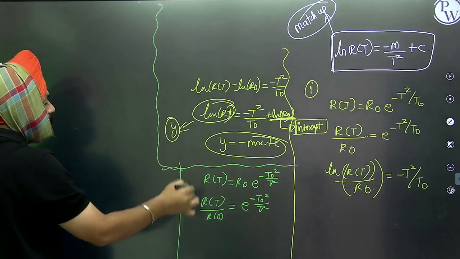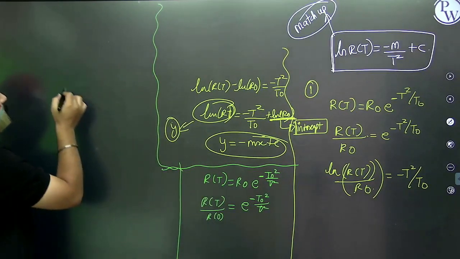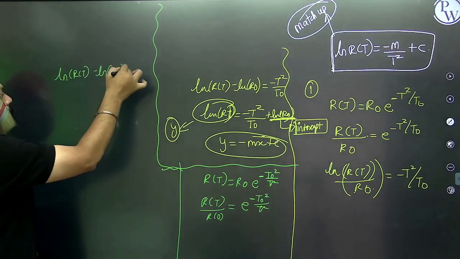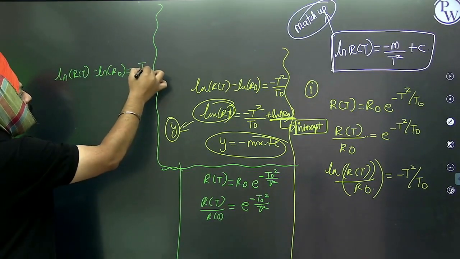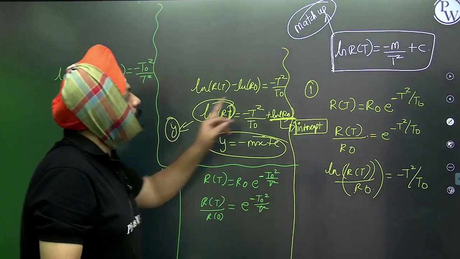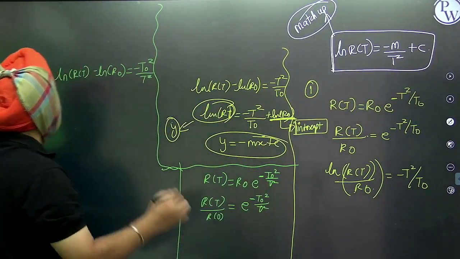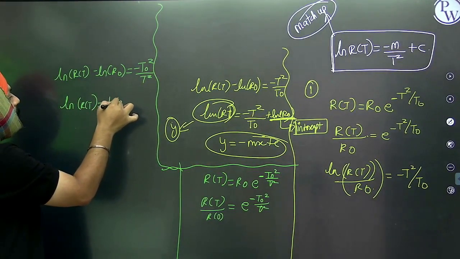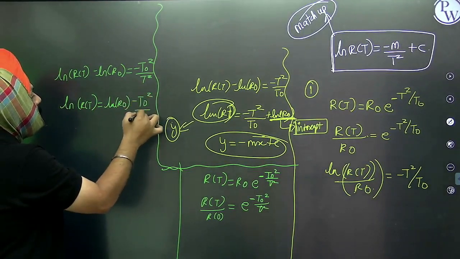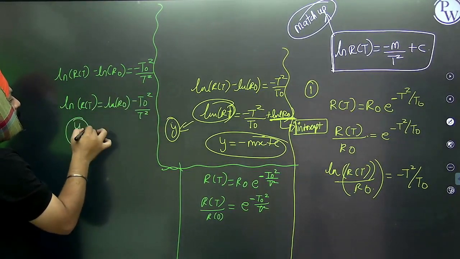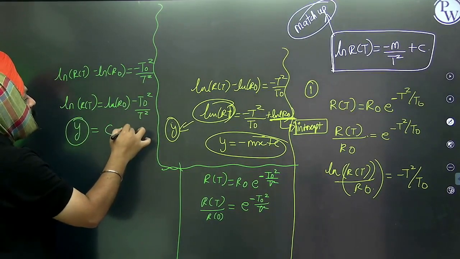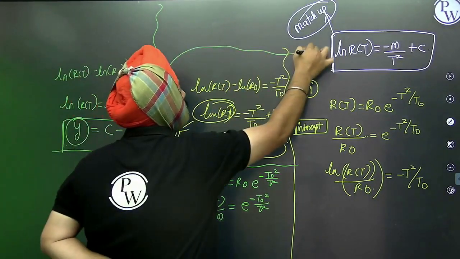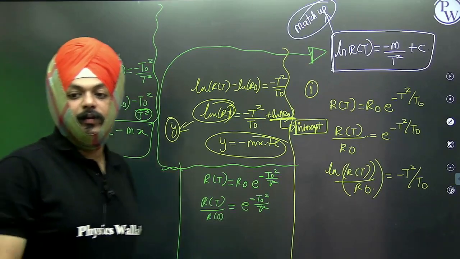Applying the log on both sides, we have ln of r(t) minus ln of r(0) is equal to minus t0 square by t square. See, t square is coming in the denominator. So ln r(t) is equal to ln of r(0) minus t0 square by t square. This is y, this is c, this is minus m, and this is x. This equation is appropriately following and matching the needed equation.